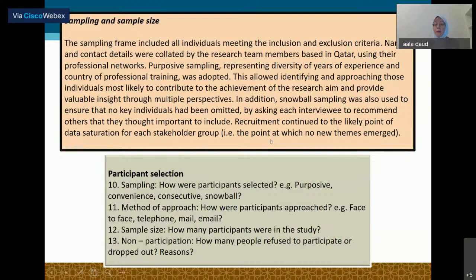Now, with the sample size, what they have mentioned so far in this paragraph, yes, correct. Someone's saying it was not discussed. So far, what they've mentioned in this paragraph is recruitment continued to the likely point of data saturation. So remember what Prof. Derek mentioned earlier about the data saturation. So they did say that the point at which no new themes have emerged, but they did not specify yet the exact number. For example, how many interviews they conducted and how many participants were included in the study.